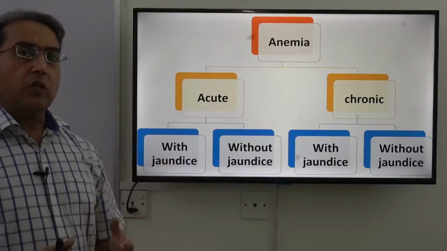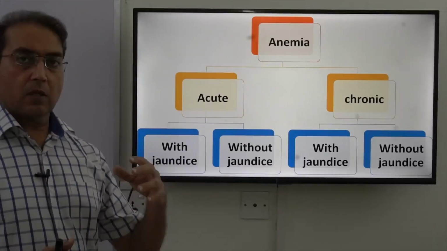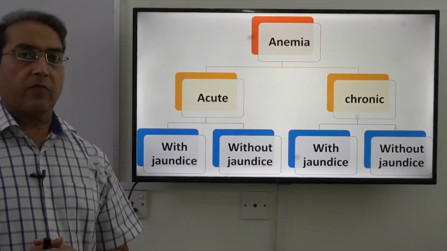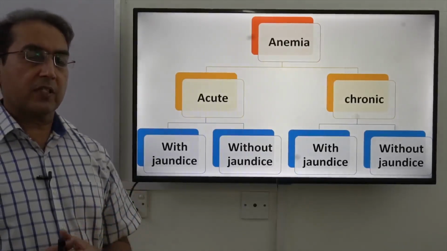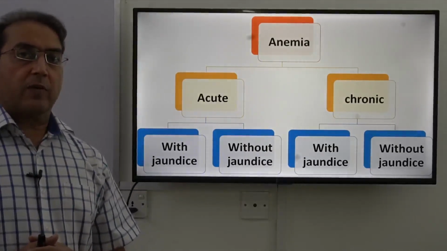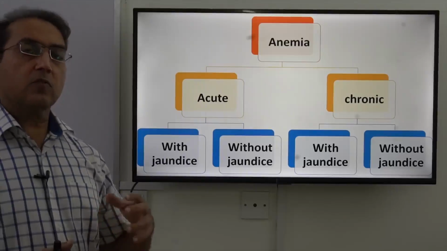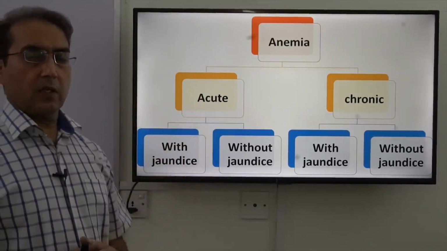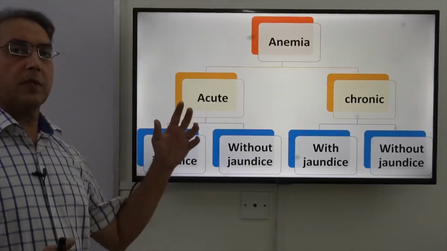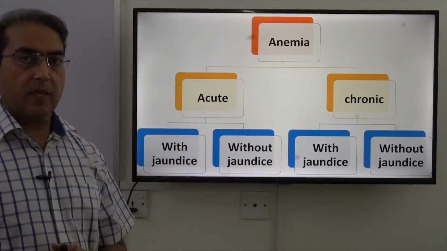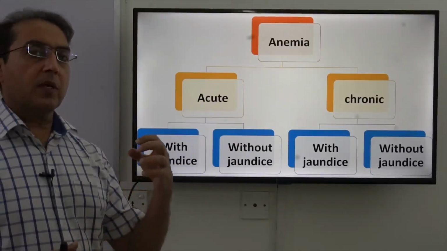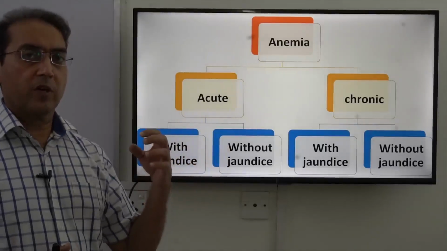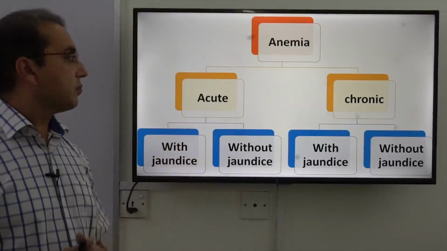Now, what value do we use? Generally, it is for males if the hemoglobin is less than 13.5 grams per deciliter, or in females if it is less than 12.5 grams per deciliter for adults. So this we call anemia. Now, what are the causes of anemia? The causes can be an acute anemia or a chronic anemia. Now, what is acute anemia? Anemia which develops rapidly, and chronic anemia which develops over a period of weeks to months.